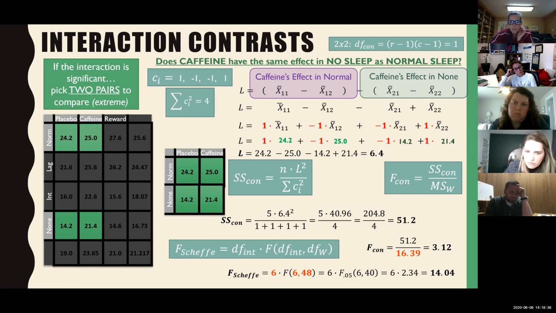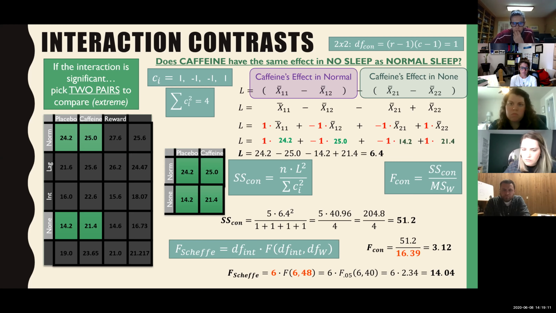The degrees of freedom for the interaction here is for the two-way ANOVA, not just the 2 by 2 table. And we'll see how to find that when we go back to the other slideshow. But looking at this, my F for my interaction contrast is a little more than 3.12. My Scheffé's critical value is 14.4. Is the interaction significant? Did my F value make it past my Scheffé's critical value?